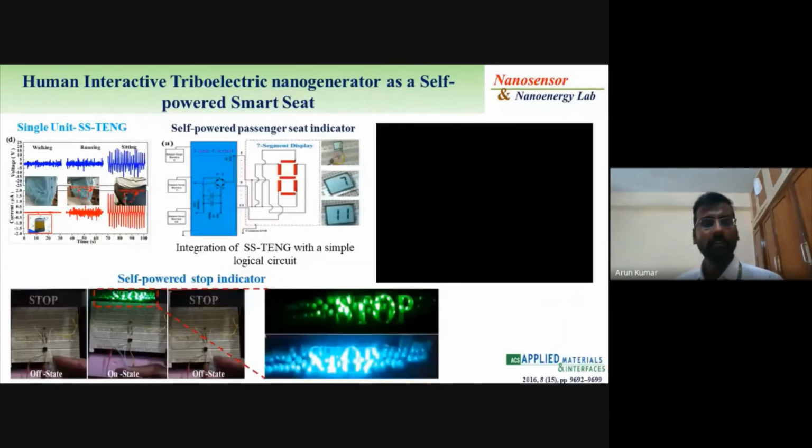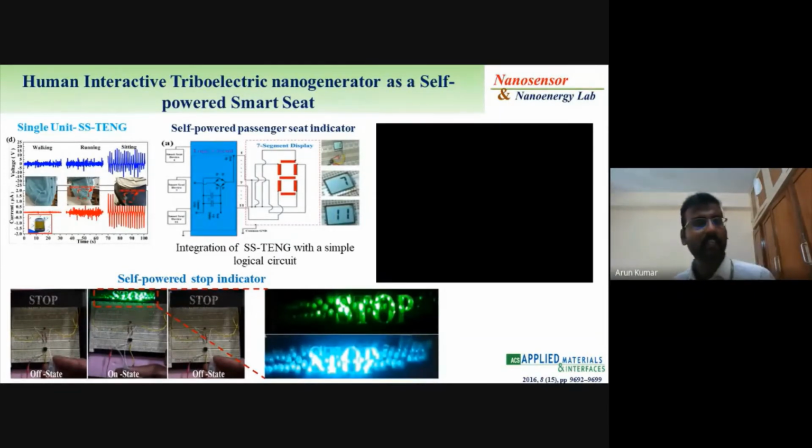Okay. Now this is an application. I don't know whether it works here. Okay. This is another interesting application. Without a battery, we connected a logical circuit with 4 different devices and an LCD display. So whenever the person sits and stands, the display automatically shows the position number.